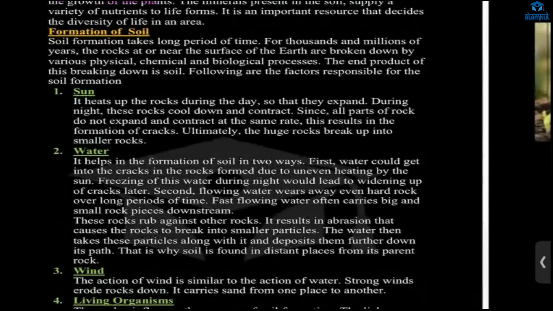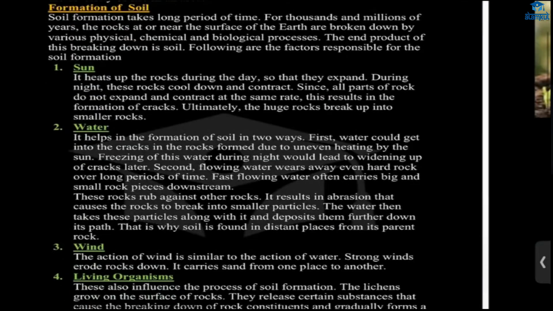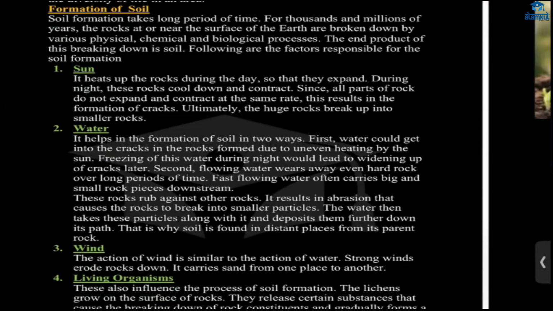Soil could be formed by sun, water, wind, and living organisms. Sun, how does that happen? During the day, the sun will heat the rock, and it will expand. And during the night, the rock will cool down, and it will contract.